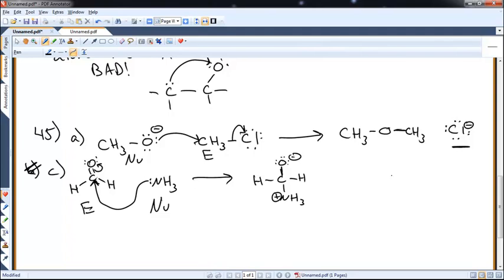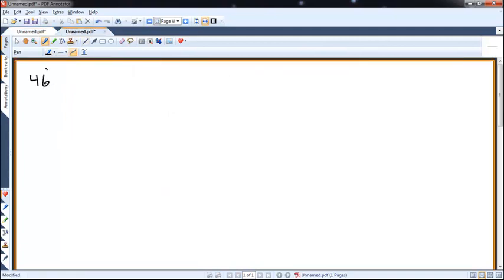Okay, so that's a couple examples from 45. Hopefully you can do that for the rest of them. For example, D should be relatively easy. E should be easy. F will be a little bit more questionable, but you can take a look. The last one is 46.